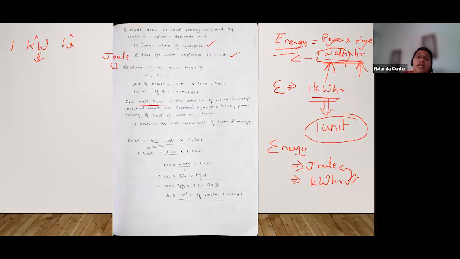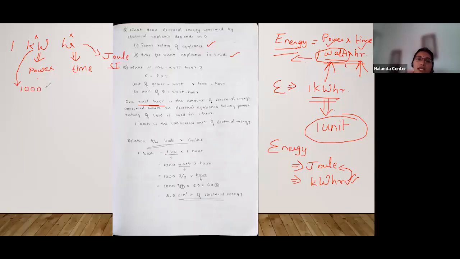Kilowatt. What is kilowatt? It is the unit of power. And hour is the unit of time. Now, in order to convert them to joule, this has to be in SI unit and this also has to be in SI unit. So what is the SI unit of kilowatt? It is watt. Now I am going to convert it into watts.